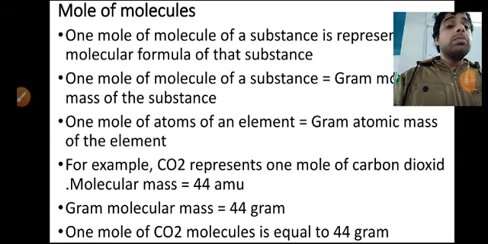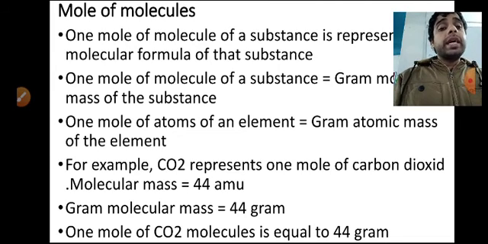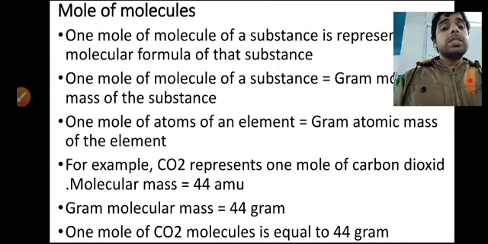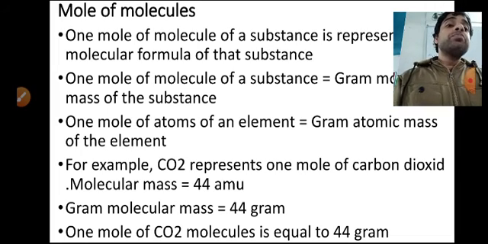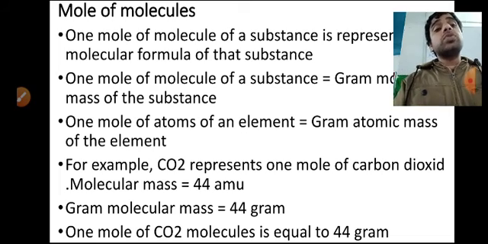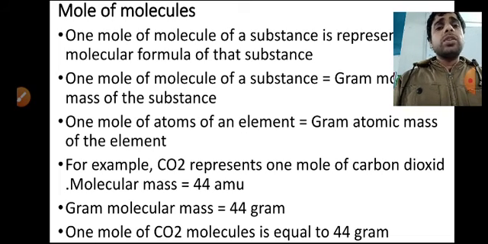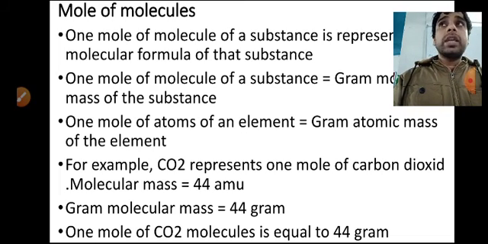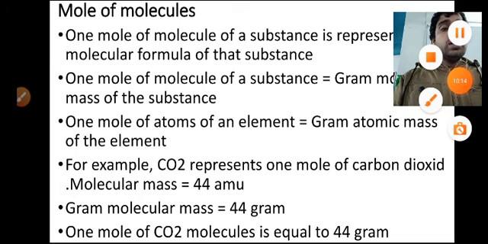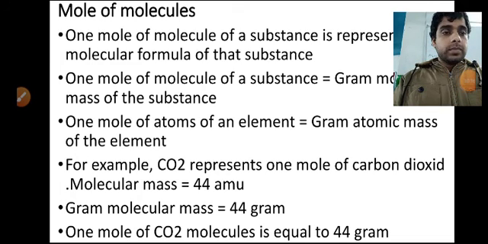That means in place of AMU, you can write gram simply. So that one is gram molecular mass. If I am talking about the mole of molecules, it would be in U. But if you have to express this in gram, that one is known as gram molecular mass. Okay? That one is known as gram molecular mass. Okay, thank you.